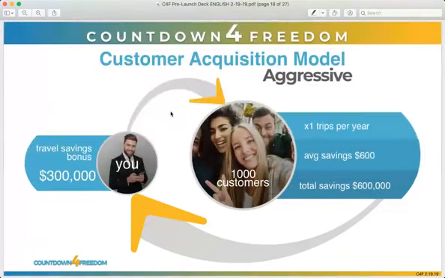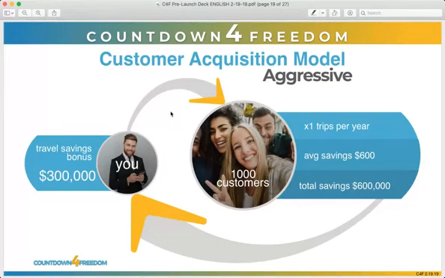What happens next? Let's say you take some time and you say, I've never seen anything like this. I can positively, it may take me a year, it may take me two, but I can get 1,000 customers on a free travel website that's going to give them amazing discounts. Well, those thousand take one vacation a year, average savings $600, which means a total savings of $600,000. What does that mean to you? $300,000 in this example.